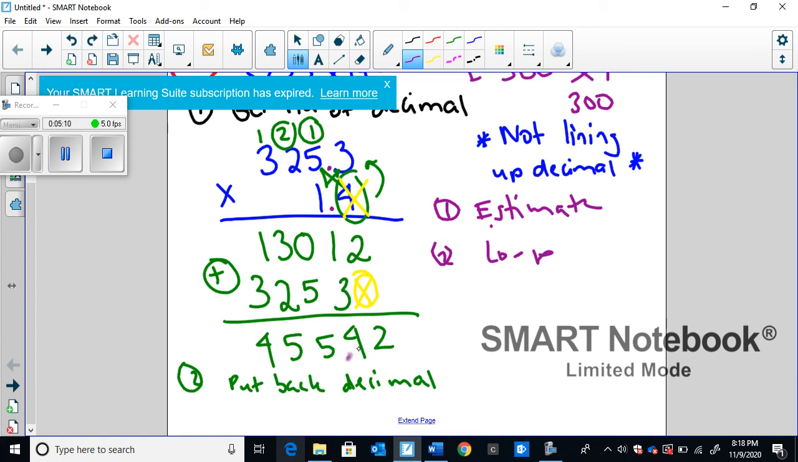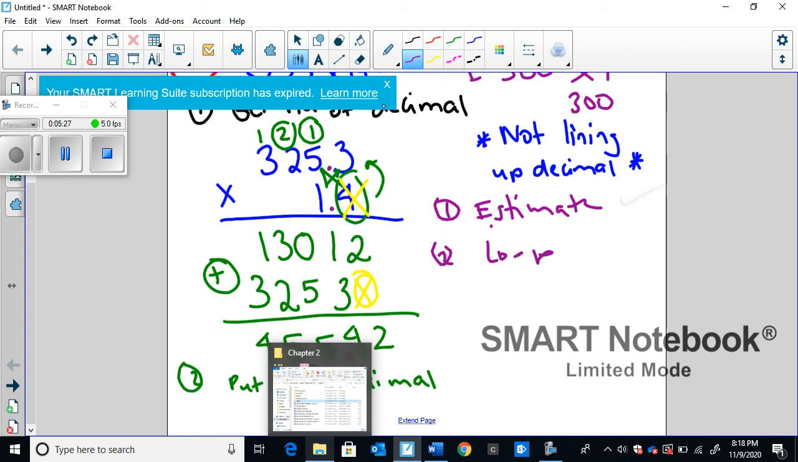Because anywhere else, our answer would be too far off. We can't put it here. That would be 45,000. That's too far. We can't put it here. That'd still be 4,544. We can't put it here. That's 45. So all these decimals are not in a good spot. This is the only place it could be put. So that's our estimate way.